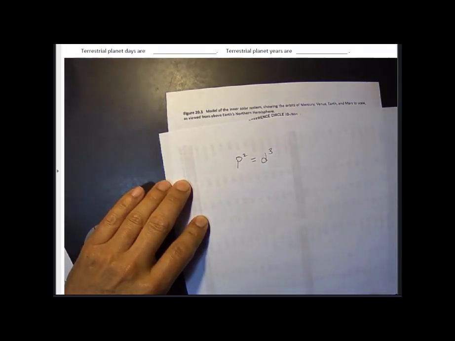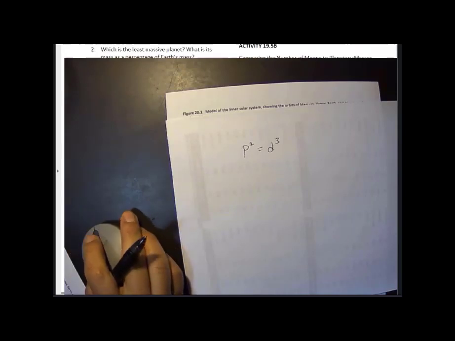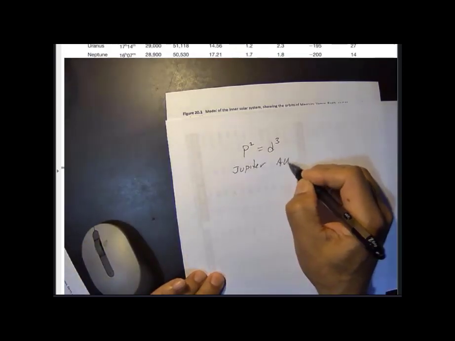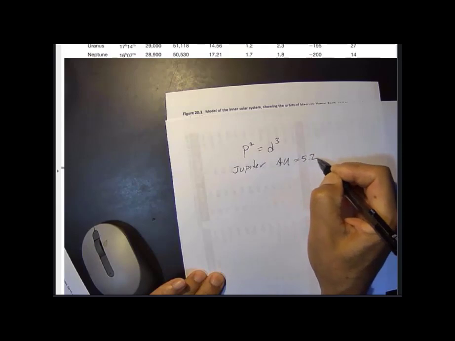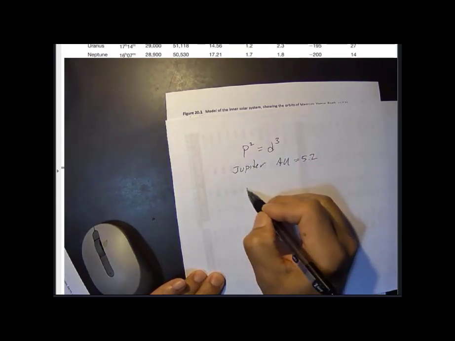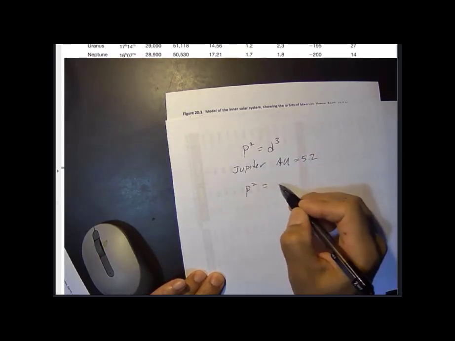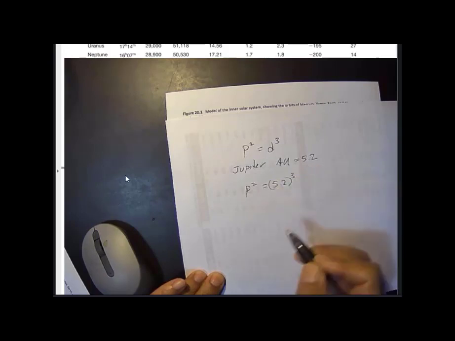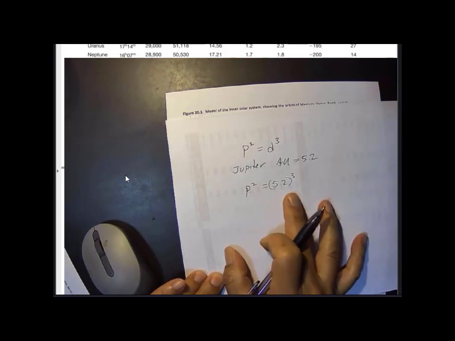And so we'll do an experiment. If we go back to our graph here, we'll pick a planet that we already know. I know that Jupiter has a distance of 5.2 astronomical units. So basically, P squared equals that distance, 5.2 cubed. And then let's do the calculator here. We'll solve for that there.